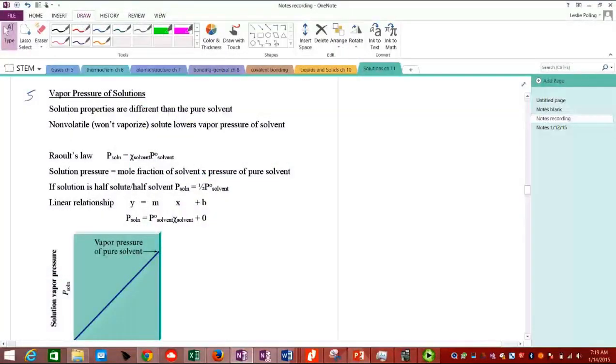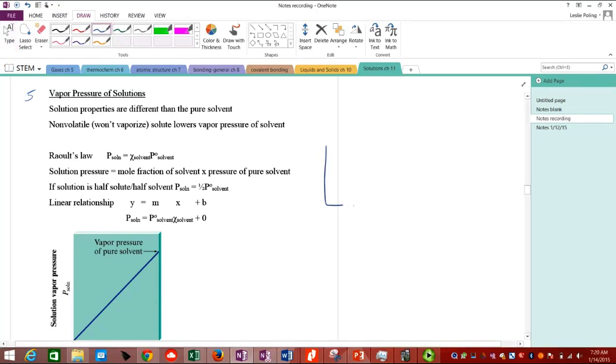Okay, so vapor pressure of solutions. We had vapor pressure of pure solvents. Now we have vapor pressure of solutions. And they are going to be different because a non-volatile solute, something that won't vaporize, is going to lower the vapor pressure of the solvent.